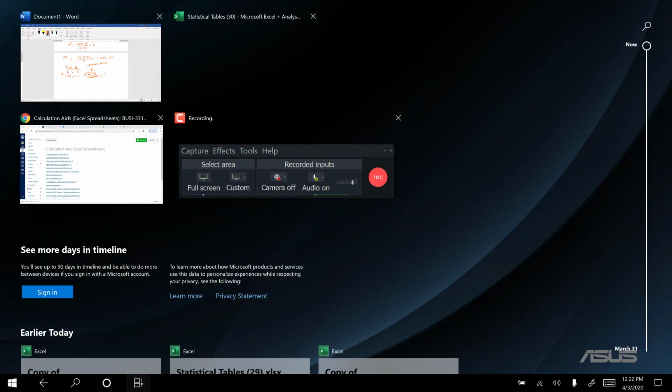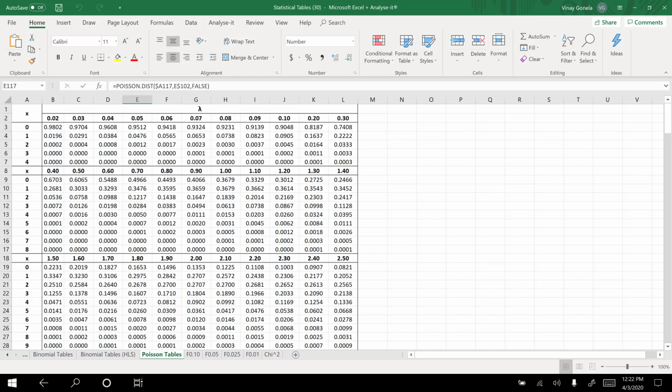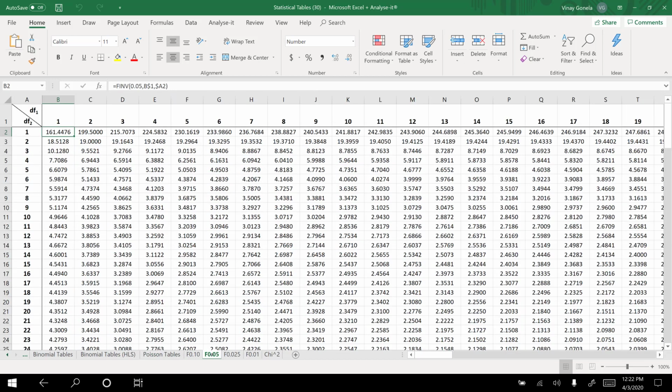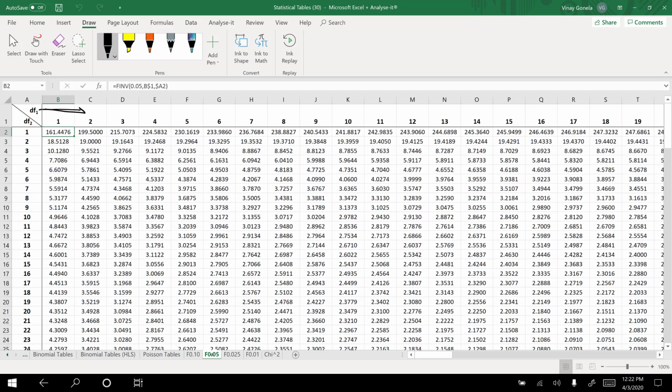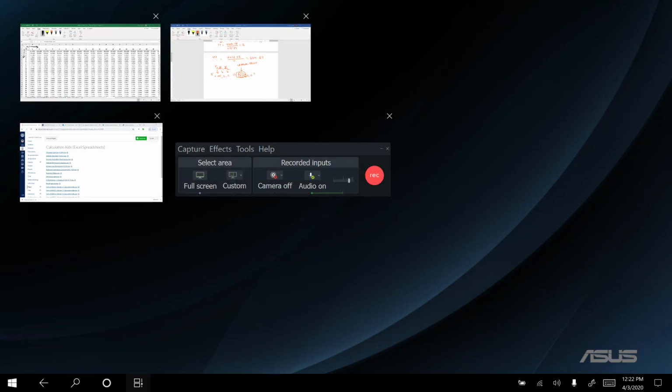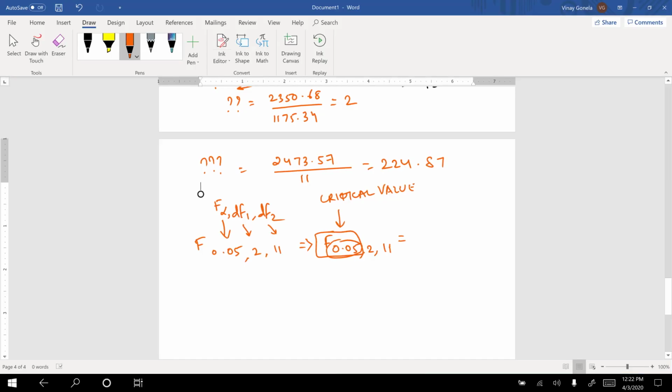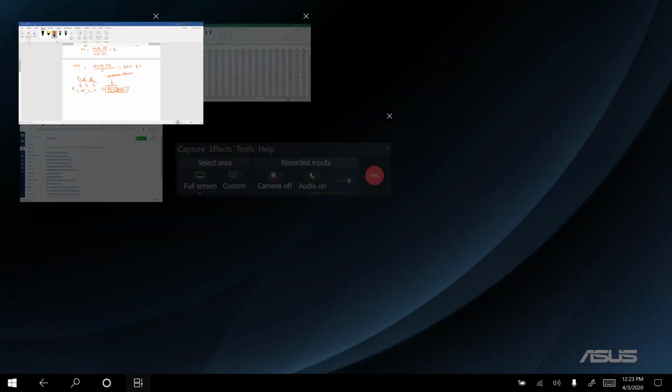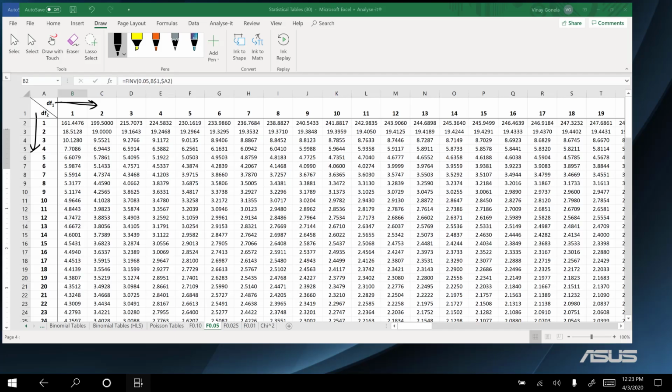So F.05 is this table. I go to that, and now if you look at it, degree of freedom 1 is this way and degree of freedom 2 is this way. Degree of freedom 1 is 2 and degree of freedom 2 is 11. So I'm looking at 2, 11.